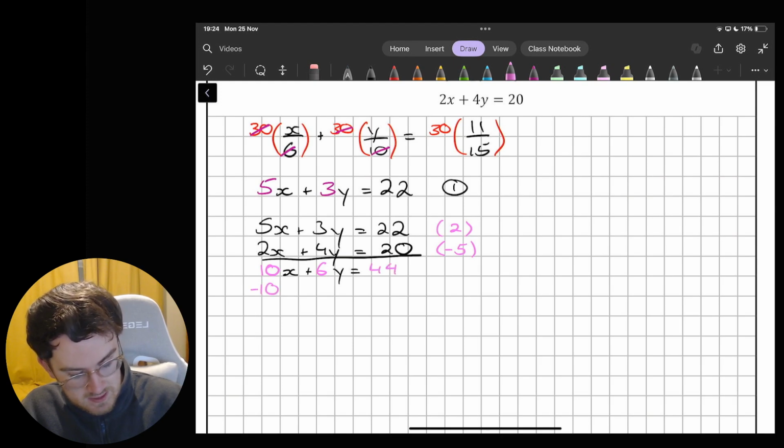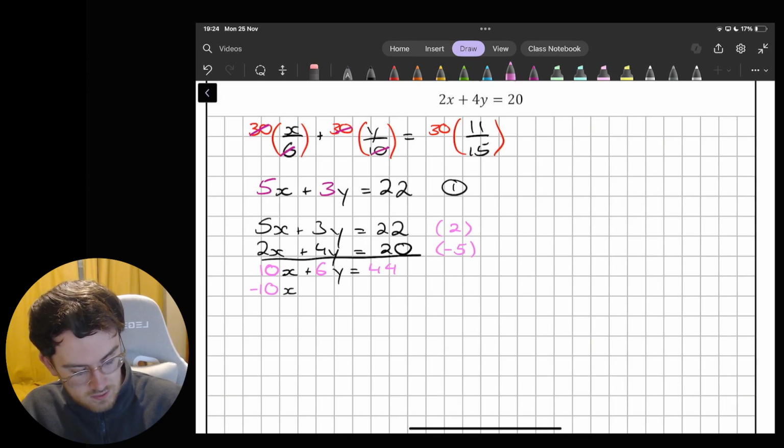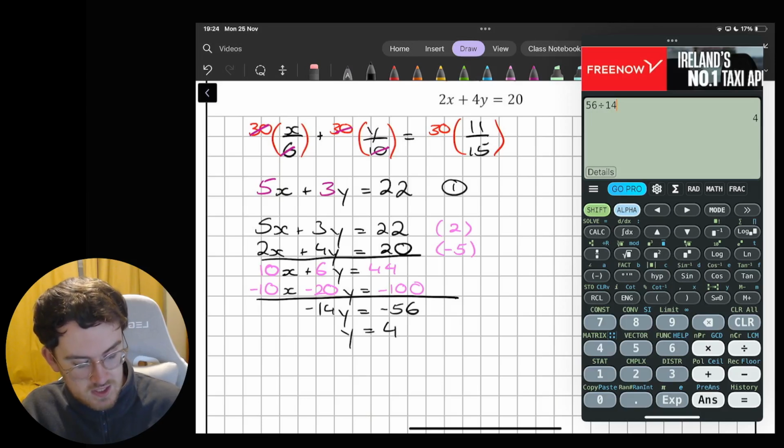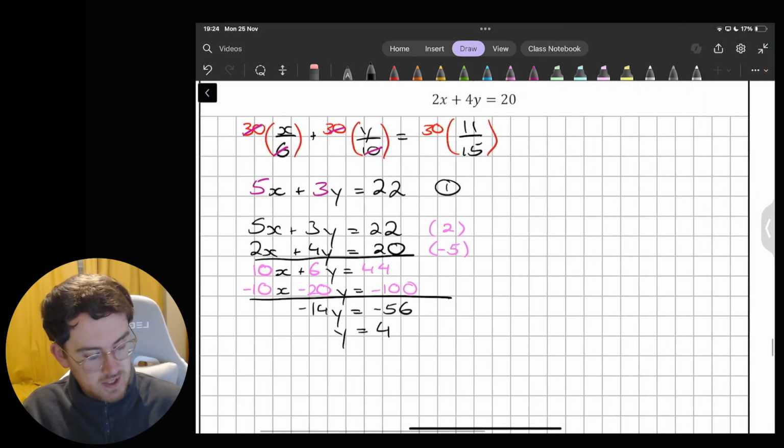and minus 10x minus 20y equals minus 100. So that's going to give me minus 14y equals, let's see, minus 100 plus 44, minus 56. Let's hope that divides in nicely. y equals 4. And it's a positive 4 because a minus divided by a minus.